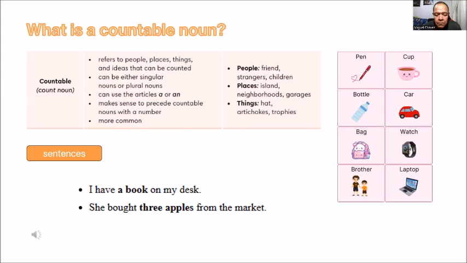I have a book on my desk. She bought 3 apples from the market. In these sentences, book and apples can be counted, making them countable nouns.